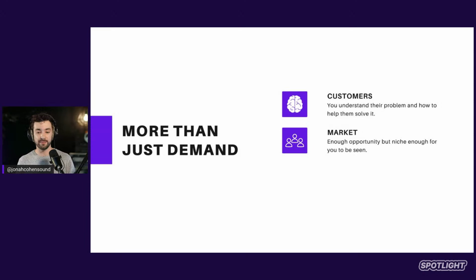Is there enough opportunity for you to get out there, but are you also niche enough for you to be seen? Often people are going into a space that's too big for them to be seen, or they're going too niche and there's just not enough opportunity there for them. So being able to get that first group of 5 students is a good indicator of what your ability and opportunity is within your market.